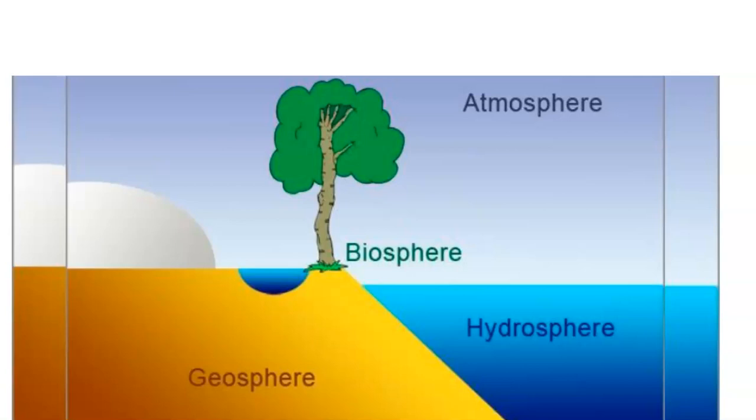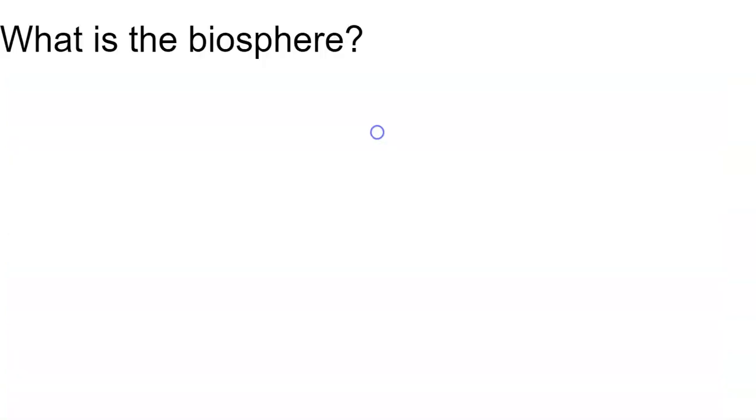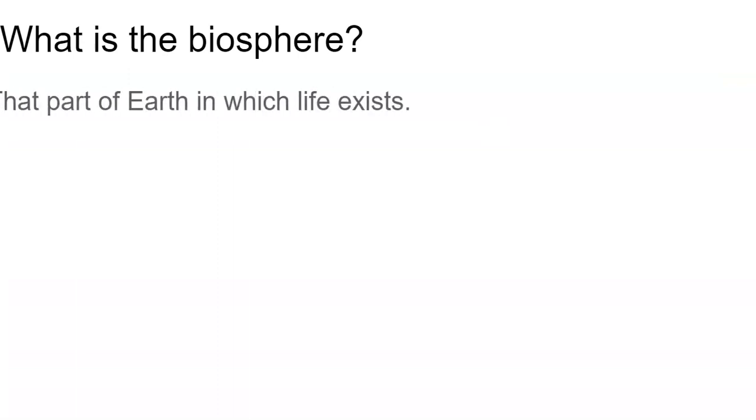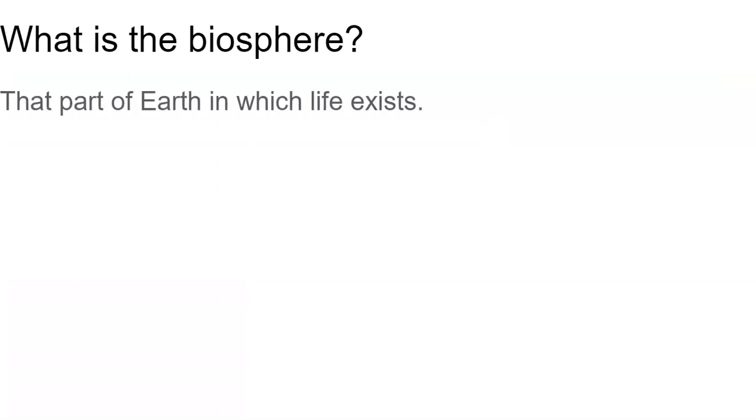Now Earth as a planet is very large, and if Earth was to be compared to an onion or an apple, the biosphere would only be something like the skin. That is the part of the planet where we have life, as far as we know. Okay. What is the biosphere? As I mentioned, it is that part of Earth in which life exists.